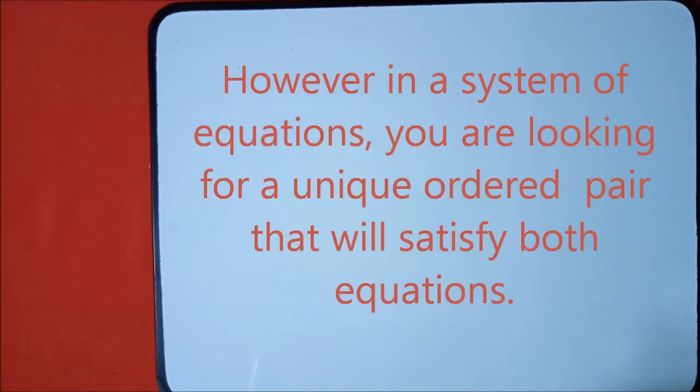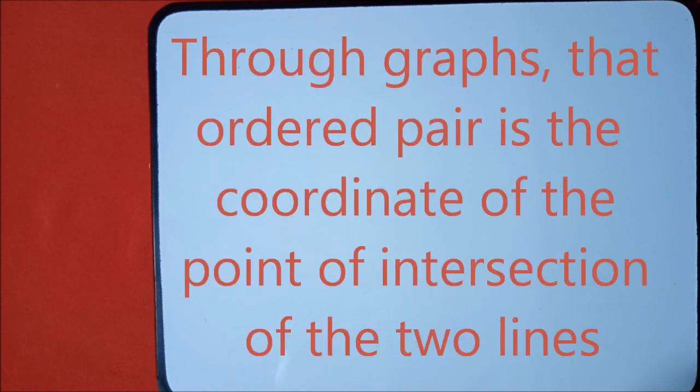However, in a system of equations, what do you mean by system of linear equations? System, ibig sabihin, dalawa or higit pa. Dalawa or higit pang equations. You are looking for a unique ordered pair that will satisfy both equations. Through graphs, that ordered pair is the coordinate of the point of intersection of the two lines.